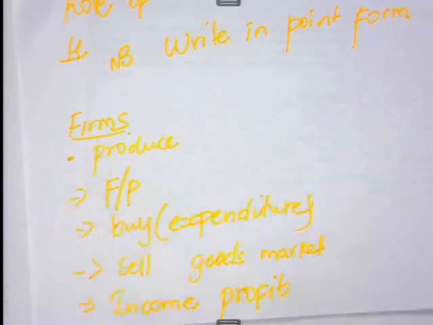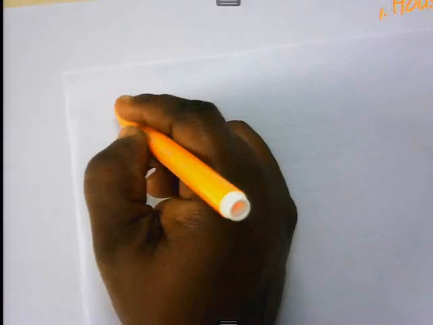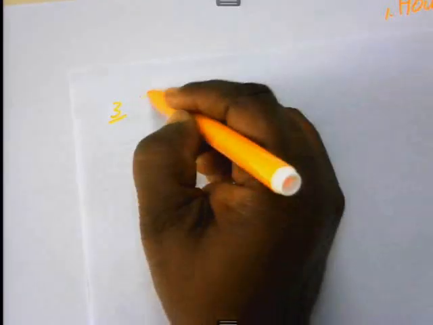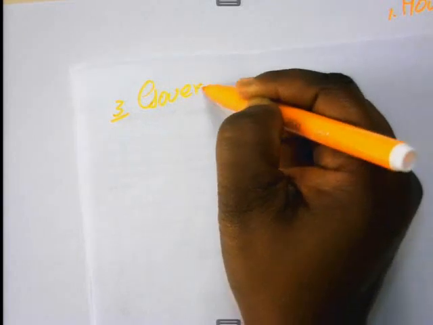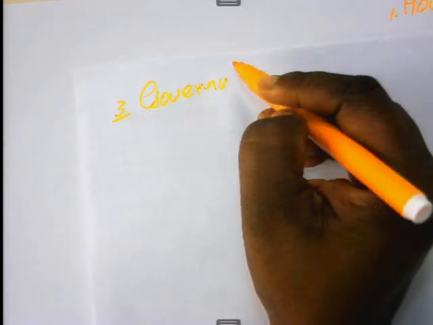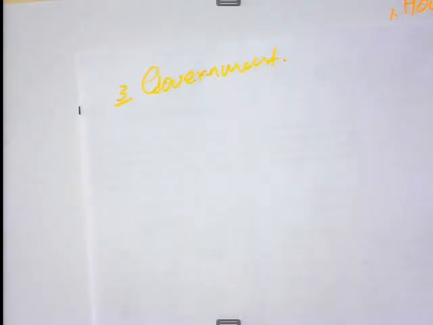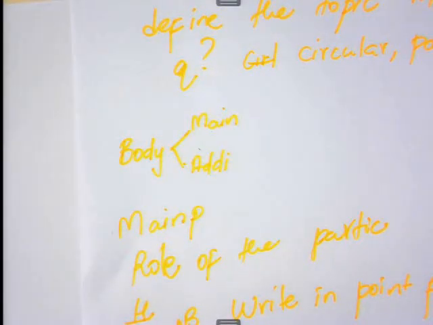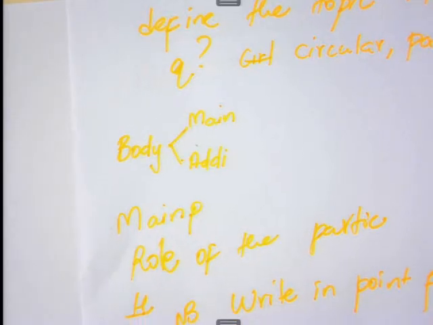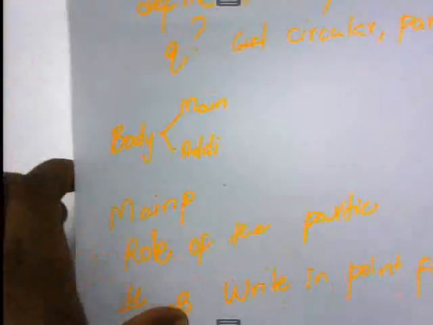Right? Then you go to the next participant. According to the essay question example that I've just made, it's going to be your third subheading, which is the government. Remember, I said discuss the role of the participants in the circular flow. Right? There's one thing that I forgot to mention here. The firms also pay tax to the government. Firms also pay tax to the government. You need to mention that.